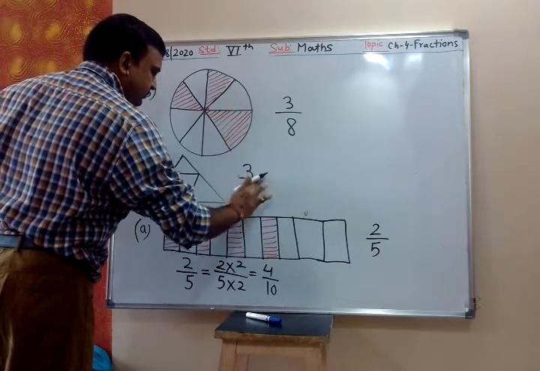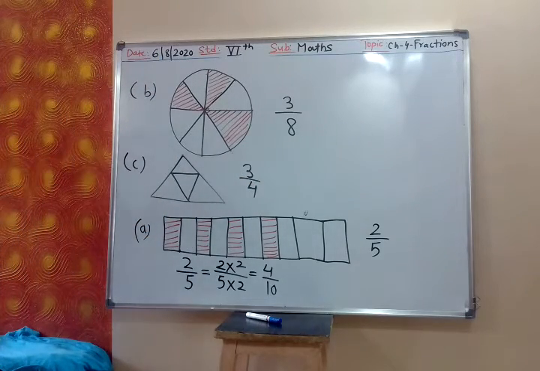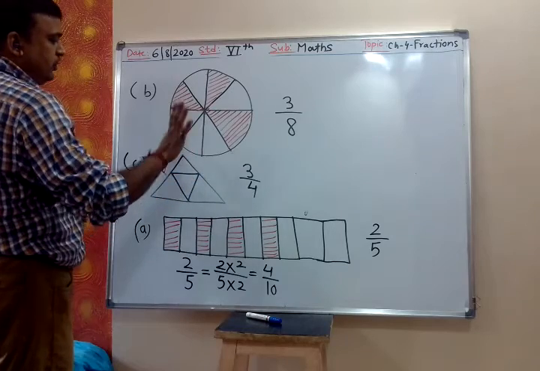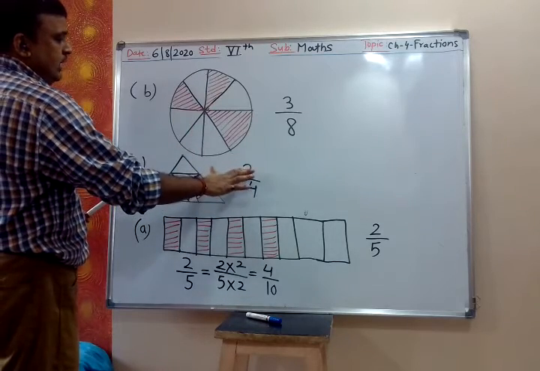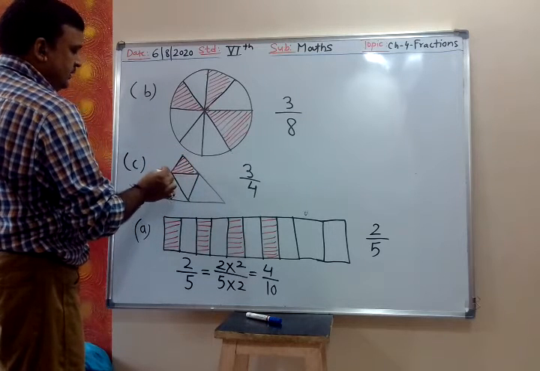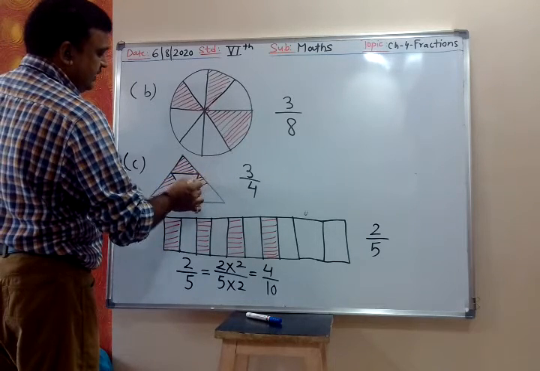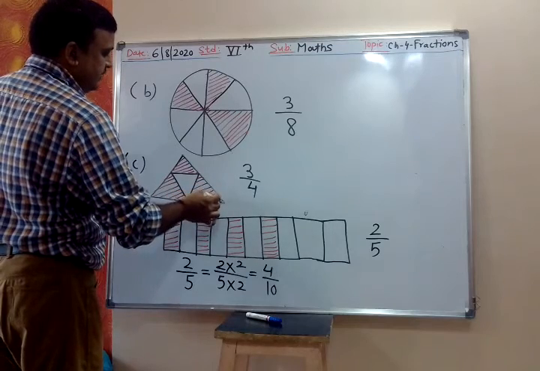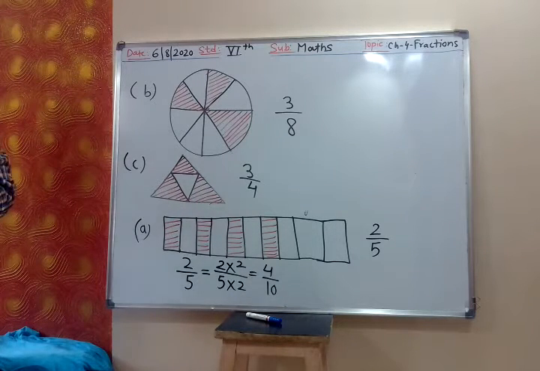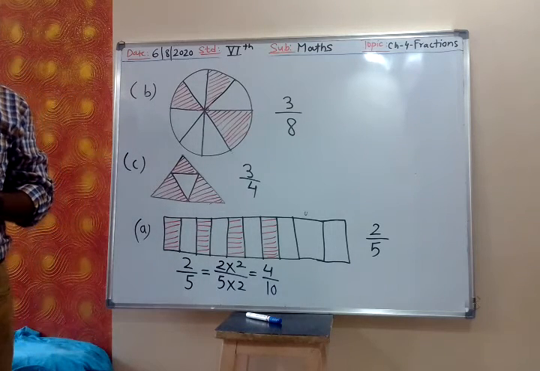The fraction is 3 upon 4. So total how many parts are there? 1, 2, 3, 4. Denominator is 4. Now 3 shaded parts, we have to color 3 parts. So this is my one part, this is second part, and this is third part, which we are shading. So 3 parts out of 4 parts. The fraction is 3 upon 4.